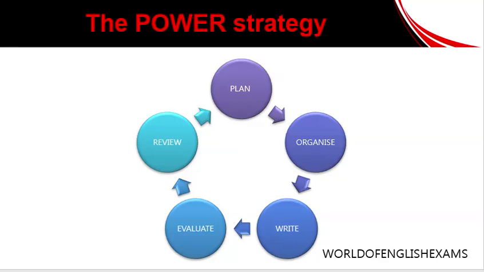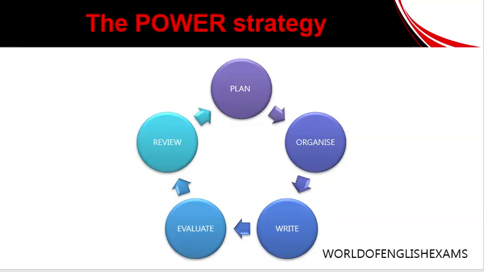So, this is a 5-step plan. What is the first one? Planning what to write. That is step number 1. Step number 2 is organize the ideas. Once you have planned how to write the essay, you need to organize your ideas and structure them properly. Followed by this would be writing.